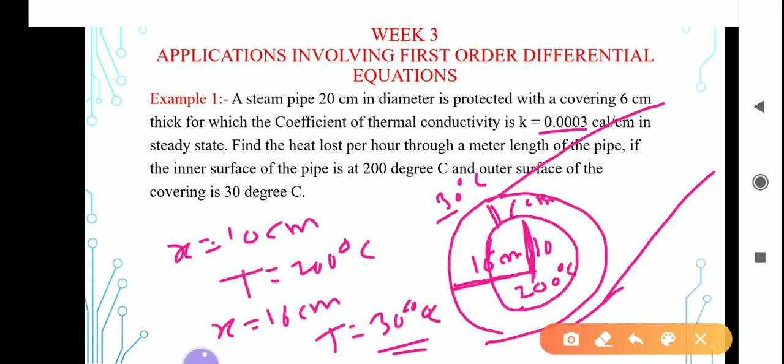For solving this problem we have to use Fourier law of heat conduction, and for using that we want these values. When x is equal to 10 centimeter, temperature T is 200 degree. Means when its radius was 10 centimeter, at that time temperature of inner surface is 200 degree centigrade and thickness is 6 centimeter. So distance 10 centimeter plus 6 means when x is equal to 16 centimeter, then temperature given is 30 degree centigrade. So using this we have to find heat lost per hour through a meter length of the pipe.